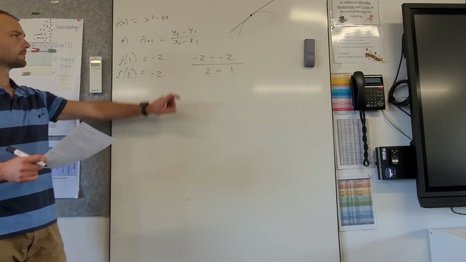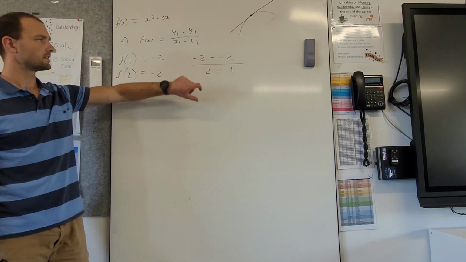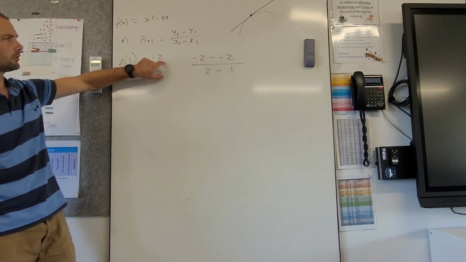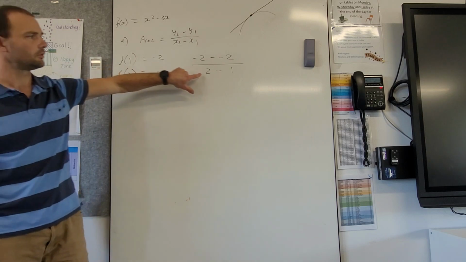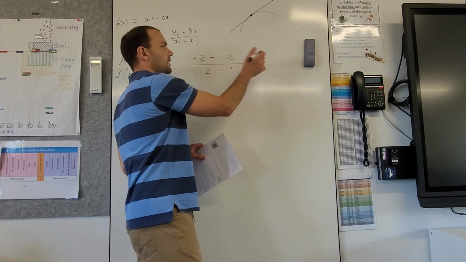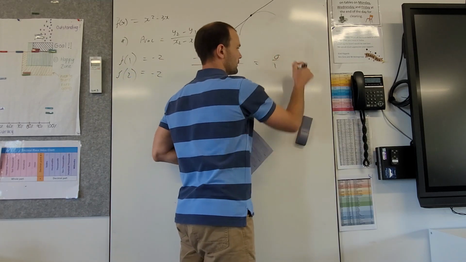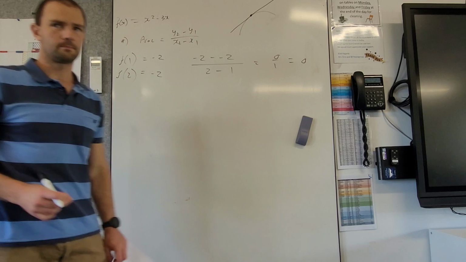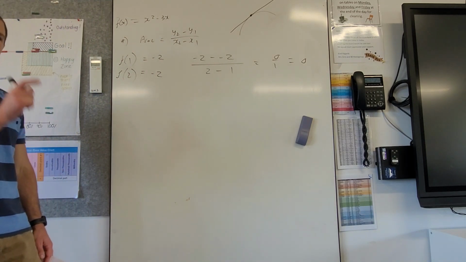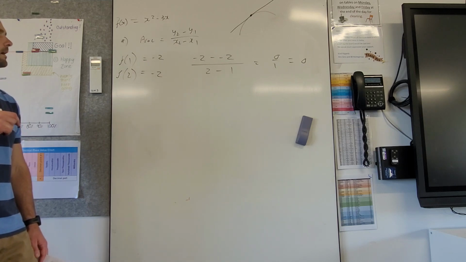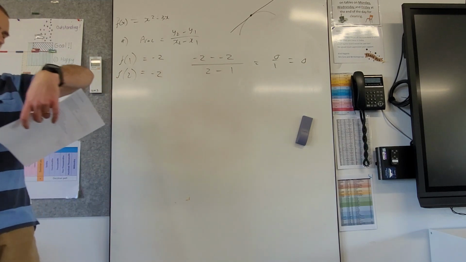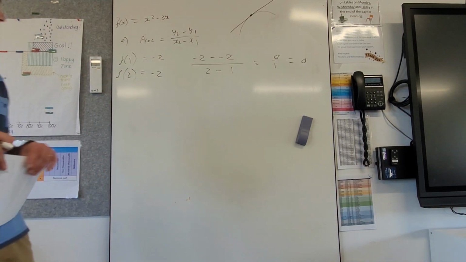So just pointing this out again: that y value, take away that y value, divided by that x value, take away that one. When we process this, minus 2 take away minus 2, that's going to be 0. And so the slope is 0 at this point. The average rate of change is 0. It's not increasing and it's not decreasing over this interval. We won't sketch the graph, but yeah, that's what it's worked out to be in this circumstance.